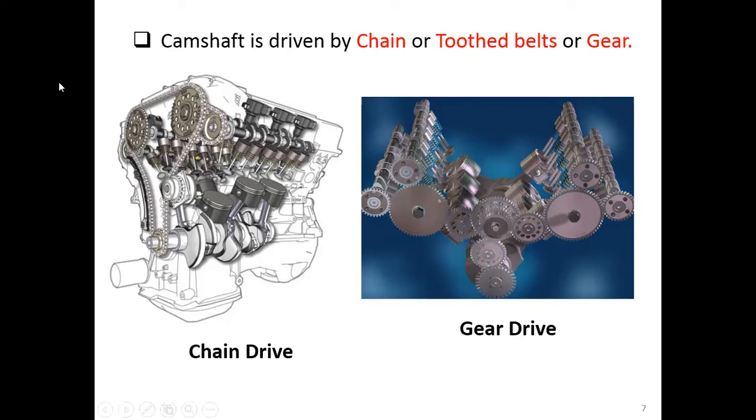But for chain, you can use it forever. It's never broken. You can use it forever, on and on and on. So the major overhaul of the engine because of broken belts will never happen. You can also use the gear train like this. Seldom seen, using the gear train to drive the crankshaft.